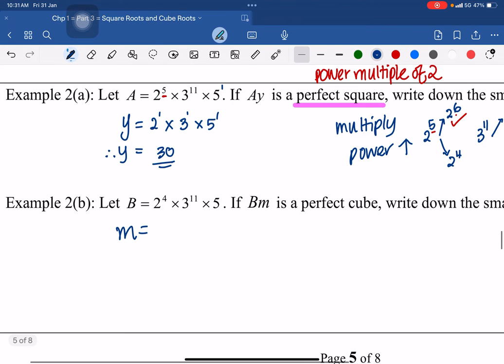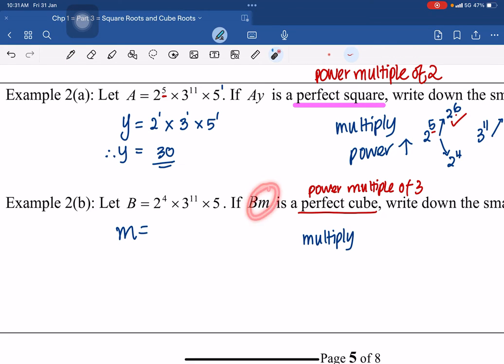Question 2b. Now, if this is the case for B, and BM is a perfect cube. So they want a perfect cube, right? Perfect cube meaning power must be multiple of 3. 3, 6, 9, 12. So in this case, I'm multiplying. How do I know I'm multiplying? Because this one says B times N, right? So it's multiply. So in this case, my power will increase.